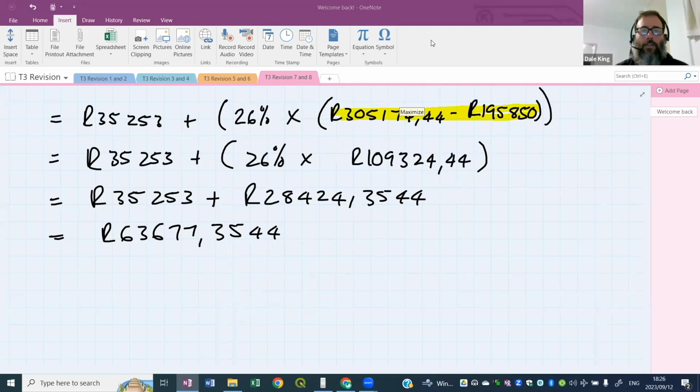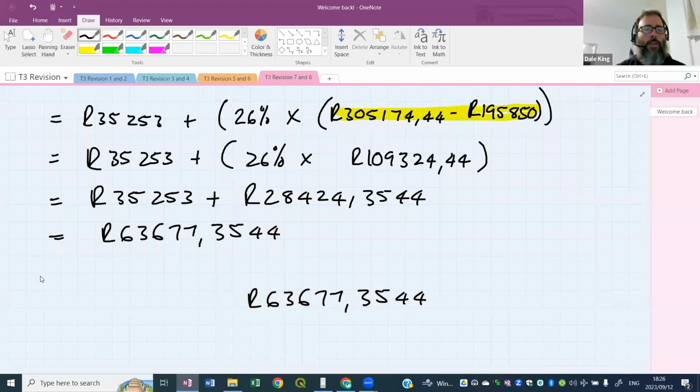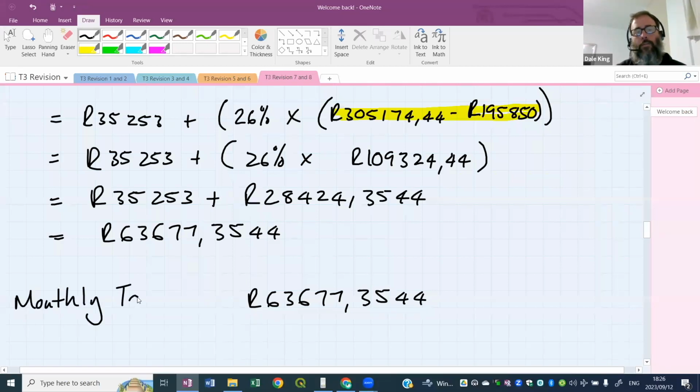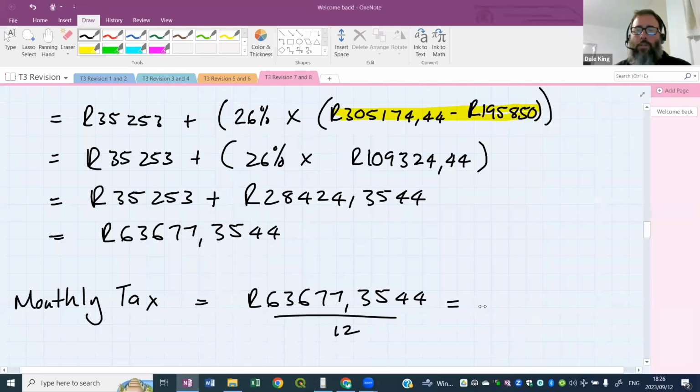Yes, this is an annual tax amount. The question wanted a monthly tax amount. So this value needs to be divided by 12. Okay, so this annual amount needs to be divided by 12. So what I'm going to say here is monthly tax equals this value divided by 12, which gives me 5306.4462.